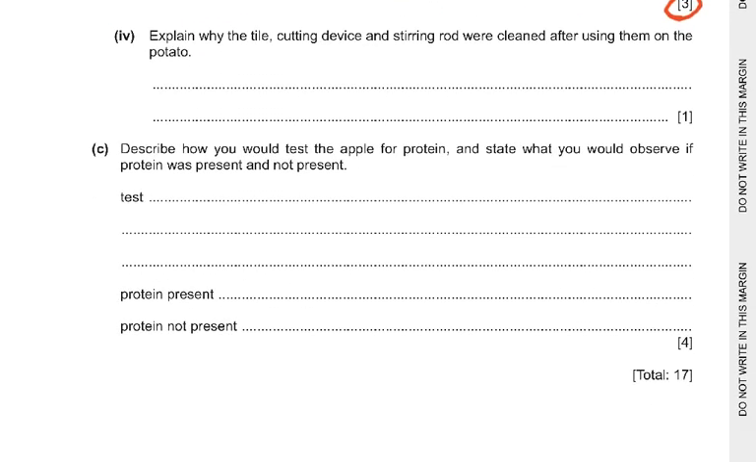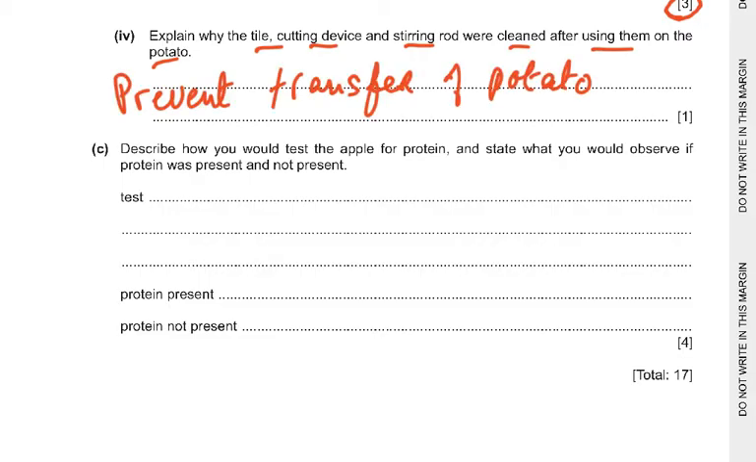Now we come to the next part of the question. Explain why the tile, cutting device, and stirring rod were cleaned after using them on the potato. You prevent the transfer of the potato, or you can say prevent cross contamination. I mean, this English is very difficult. Some of you cannot understand this English, but you must know it. So basically, you don't want any cells of the potato to mix with the apple. You want to prevent the transfer of potato, or maybe there's starch in the potato. You don't want that to go into the apple. You don't want any of the sugar to go into the apple, or you can say prevent cross contamination.